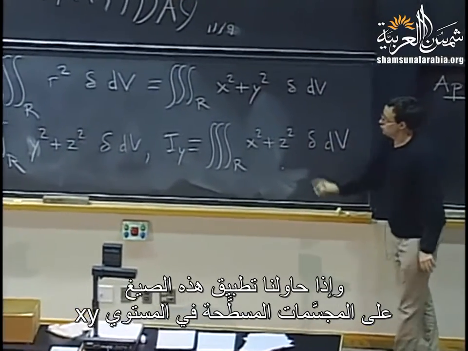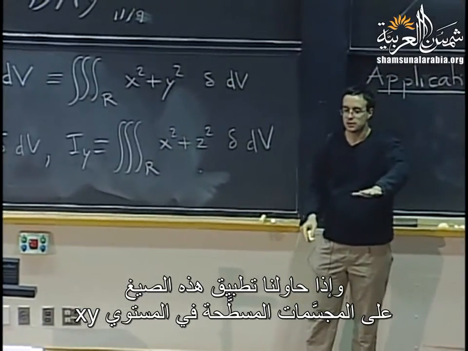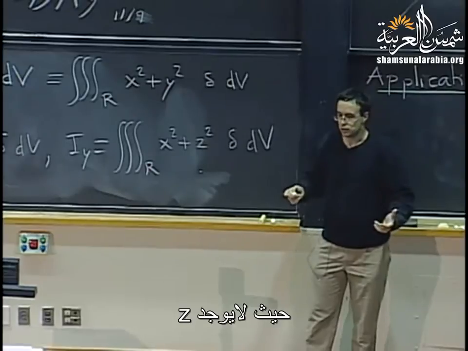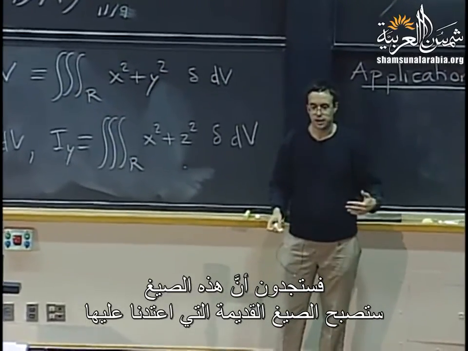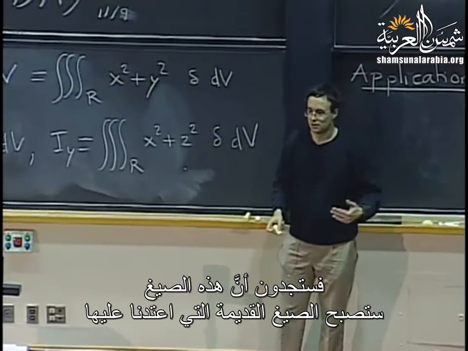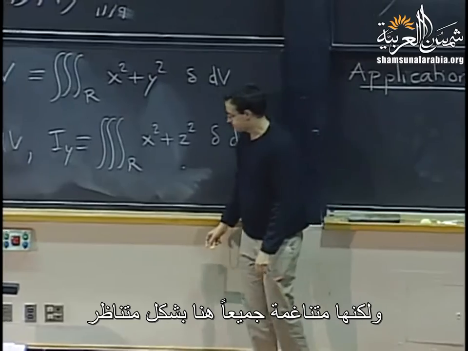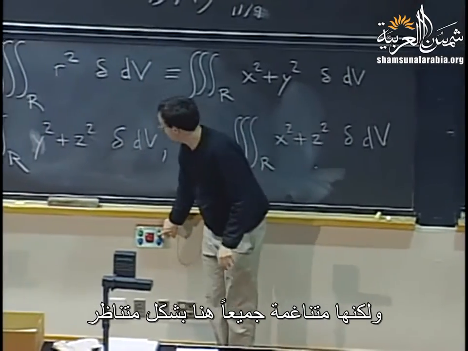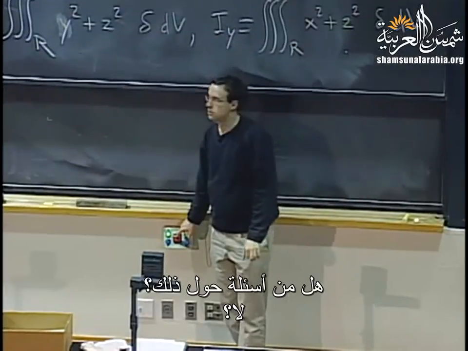And now if you try to apply these things for flat solids that are in the xy plane, where there's no z to look at, you see these formulas become the old formulas that we had. But now they all fit together in a more symmetric way. Any questions about that?